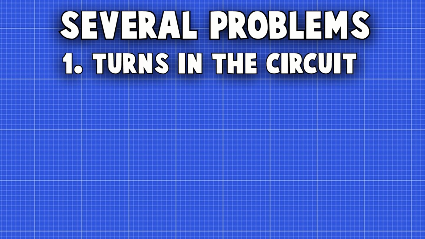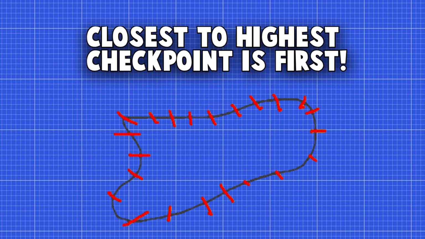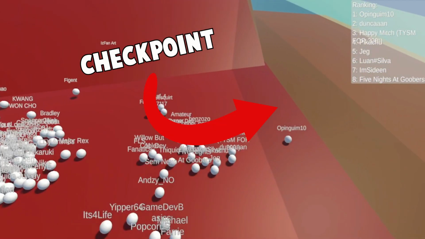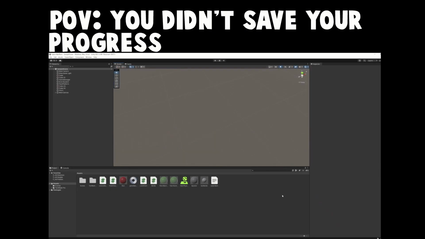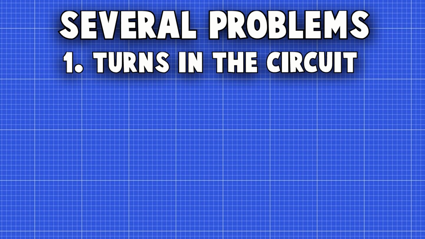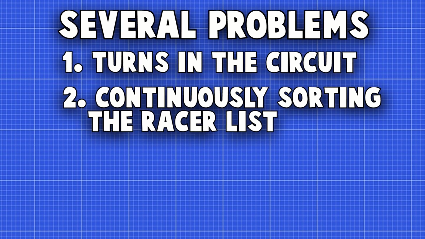To fix this, I looked at how Mario Kart works. Every circuit has checkpoints on it, and the one closest to the highest checkpoint is in first. So I added checkpoints, but then everything became laggy, to the point that Unity just gave up. This is the second problem with the system.